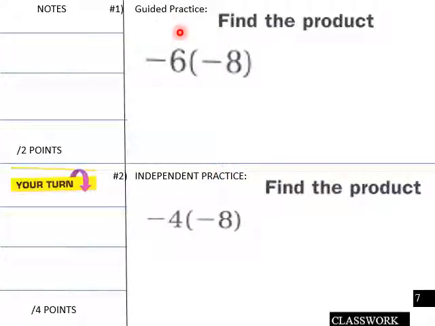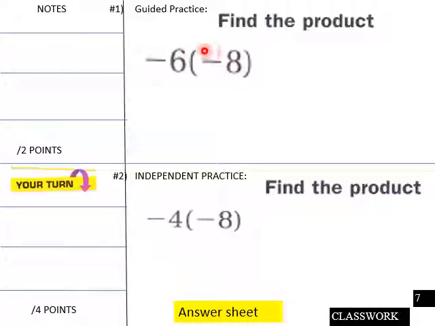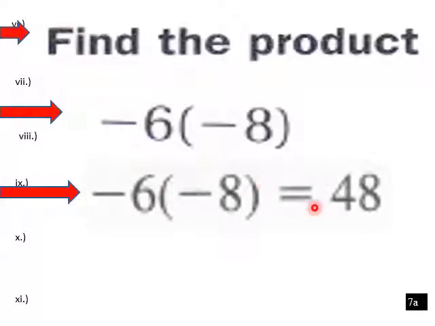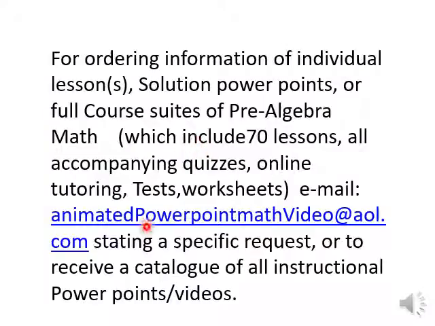Okay, back to our guided practice here. Students, we got two negatives. What does that mean down here? Same thing, two negatives. So 2 negatives means a positive. So when we have 2 negatives, a negative times a negative is a positive. So it would be positive 48, and that is lesson 1.7, part 1.